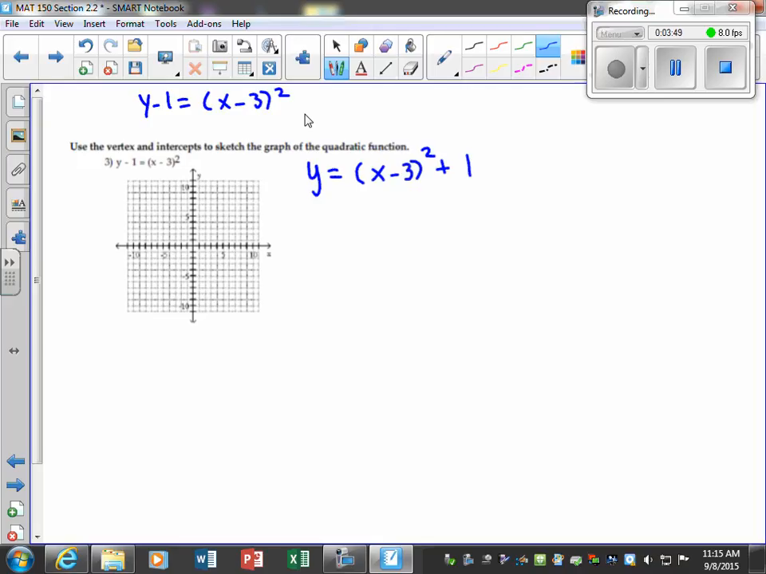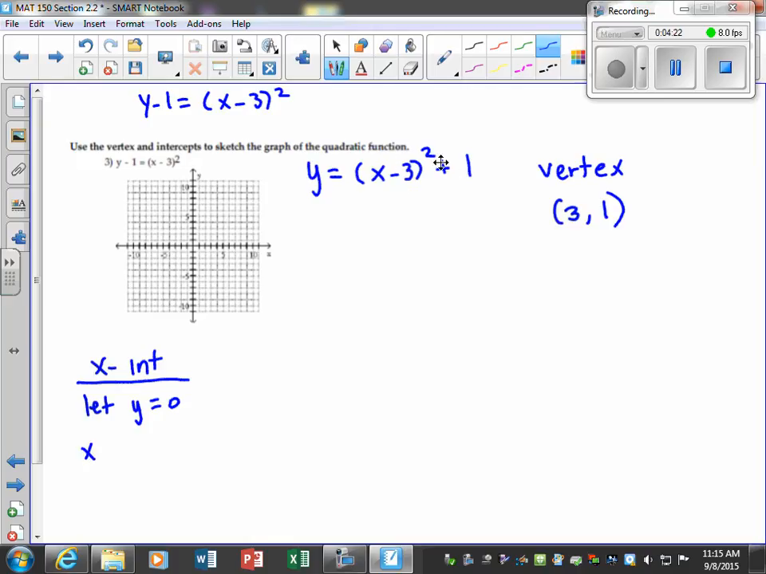From here we can name the vertex. What is our vertex going to be? Good, 3, 1. Okay, and it says use the vertex and the intercepts. Alright, let's try the x-intercept first. To find the x-intercept, what do we do? Let y equal 0. Okay, so that means I have this is equal to 0. So I like to put it on the left.